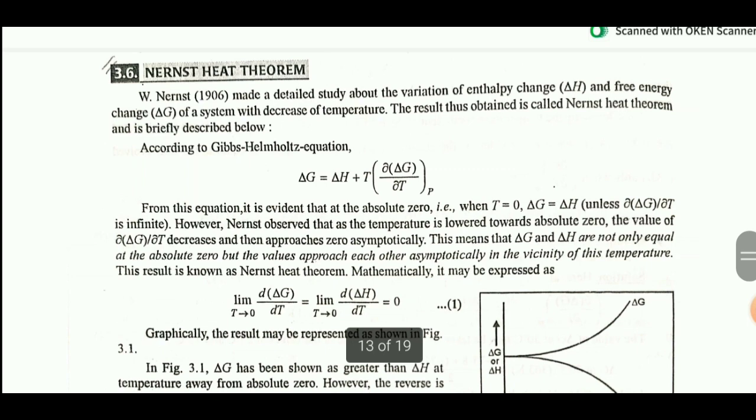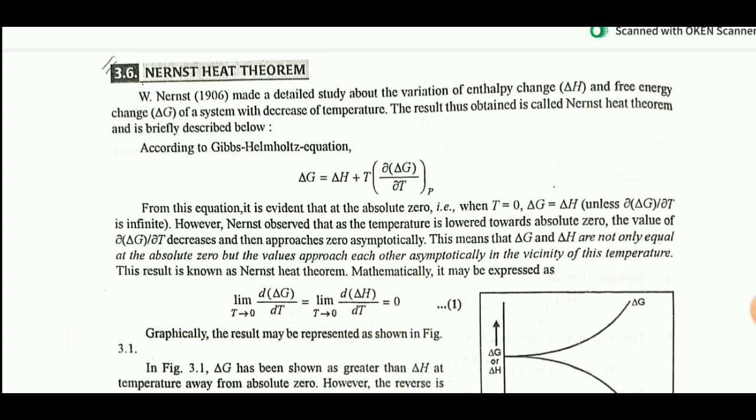Nernst heat theorem. W. Nernst, 1906, made a detailed study about the variation of enthalpy change and free energy change of a system with decrease of temperature. The result thus obtained is called Nernst heat theorem and is briefly described below. According to Gibbs-Helmholtz equation, ΔG is equal to ΔH plus T(∂ΔG/∂T) at constant pressure. From the equation, it is evident that at absolute zero, that is when T is equal to 0, ΔG is equal to ΔH.